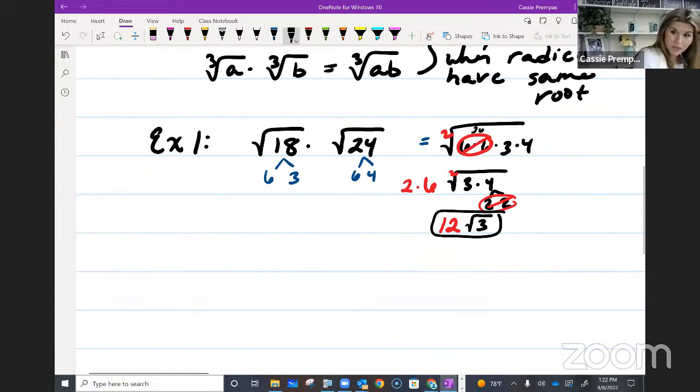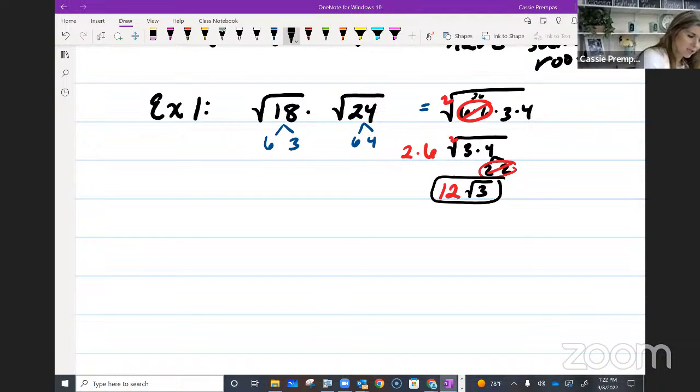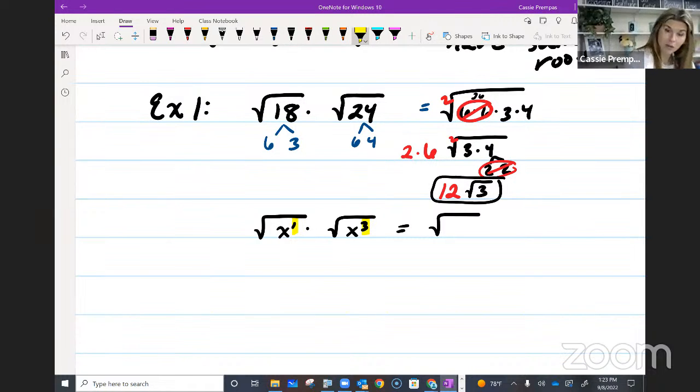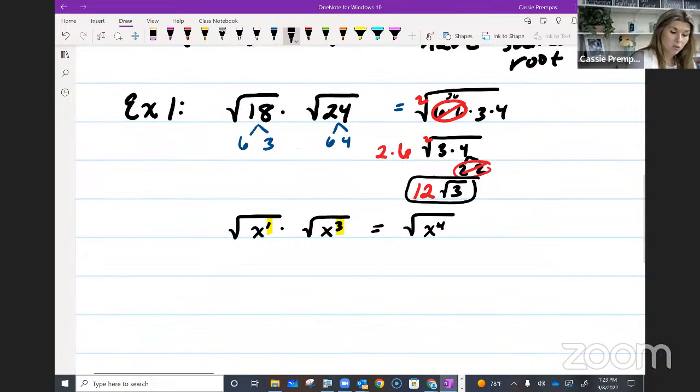Let's do 2 more examples. The next one would be, what if we have some variables? For example, if I have the square root of x to the first, multiplied by the square root of x cubed, you could do the factoring tree, but you might want to use your rules of exponents here. When I multiply two numbers with the same base, I add the exponents. So this would create an x to the fourth. And then you decide which method you would like to go.